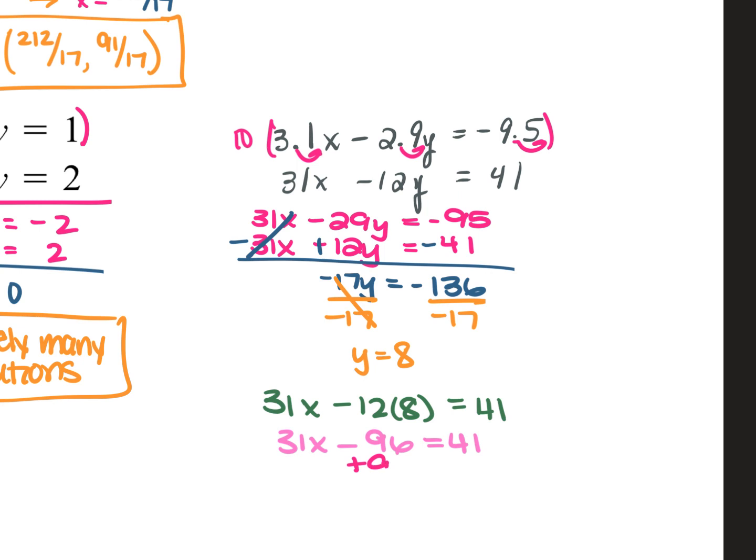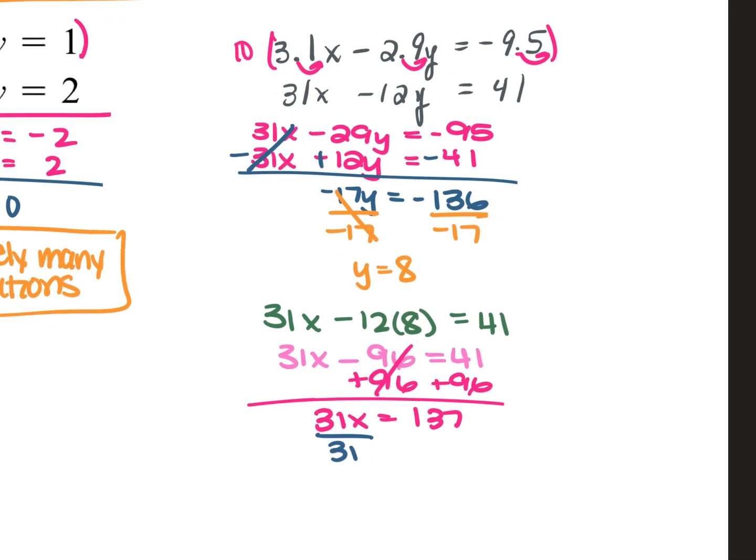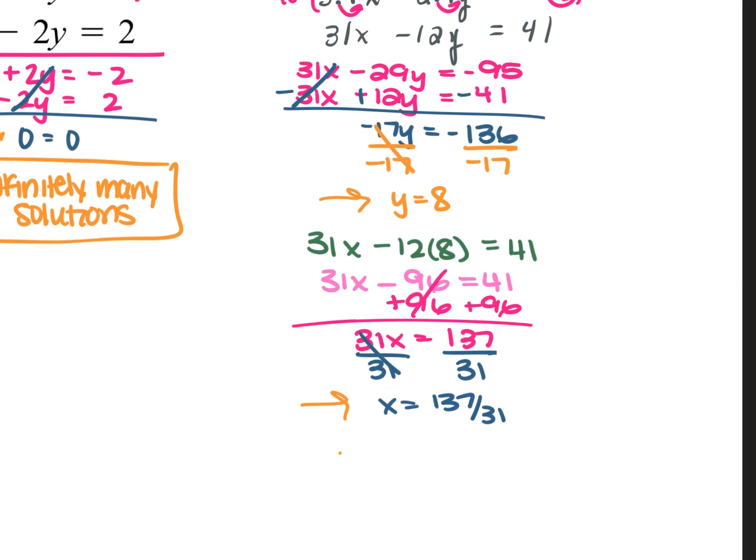The negative 12 times 8 is negative 96, so 31x minus 96 is equal to 41. We're going to add that 96 over. That gives us 31x is equal to 137. So from here, just divide each side by that 31 to get x by itself, and we have that x is 137 over 31. So we have our x and our y. That gives us our ordered pair of 137 over 31, comma 8.